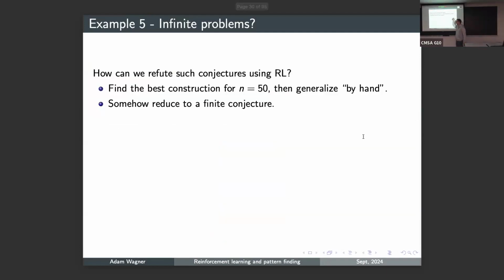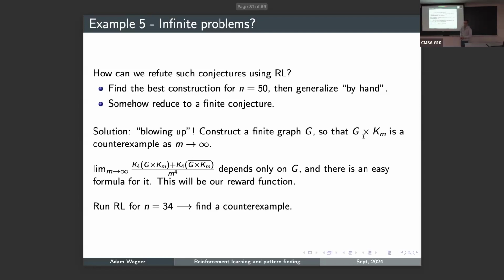So if this doesn't work, then you're left with the second method, somehow trying to find a stronger conjecture that's about finite graphs. So somehow reduce this asymptotic conjecture to a finite conjecture. And luckily in mathematics, we do have many, many tricks like this. In this particular case, something called blowing up a graph works very well. So this just means that instead of constructing an infinite sequence of graphs by computer, which would be possible to do, we are just going to construct one particular graph, and we are going to hope that the sequence of blowups, which is direct products of this graph, the complete graph of m vertices, is going to be a counterexample if you let m go to infinity.